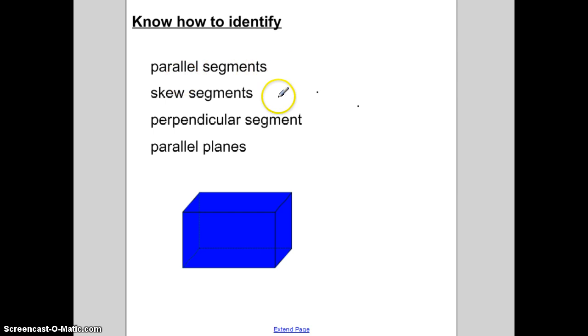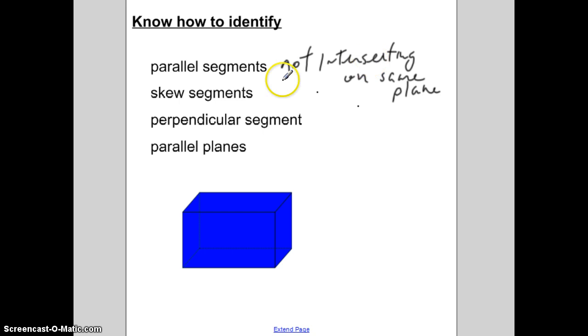Parallel segments. First of all, parallel segments are segments that do not intersect but are on the same plane. Not intersecting, on same plane. Skew segments are not intersecting but they're on different planes. Okay, so that's the key difference. Different planes. Perpendicular segments, as you know, they intersect and they make 90 degrees.